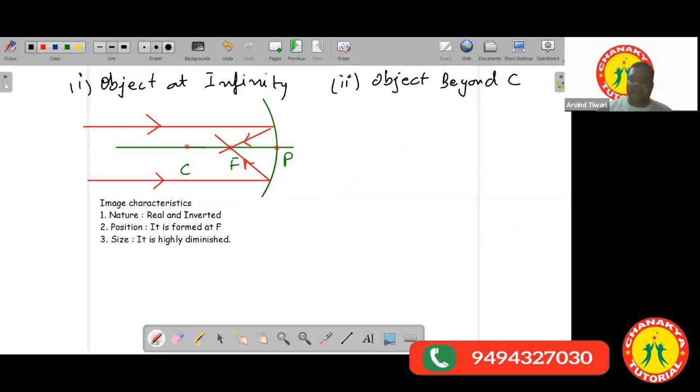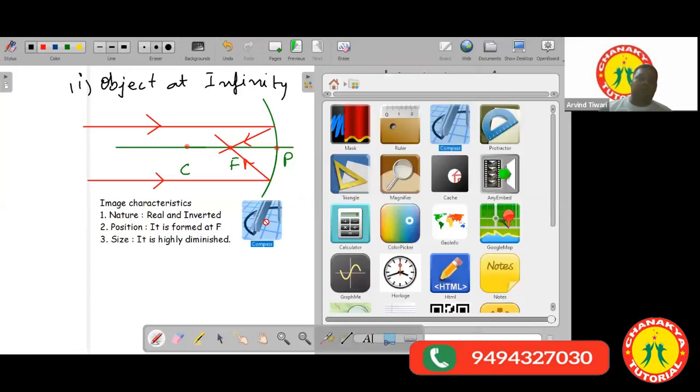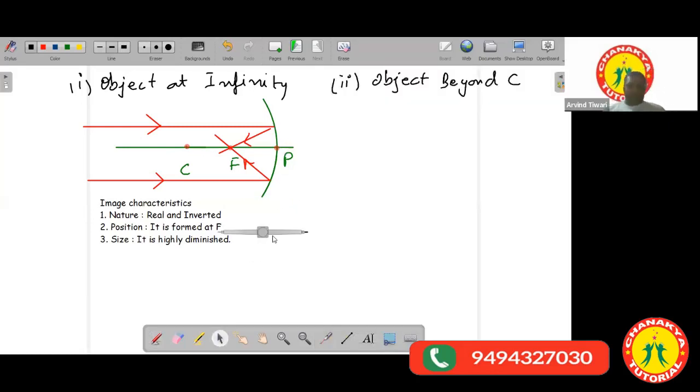So let us draw the diagram. All of you draw your mirrors. I'll be checking all your diagrams. Within 2 minutes, I will check what diagrams you have made. Do not think, just make your diagram. So this is your concave mirror.